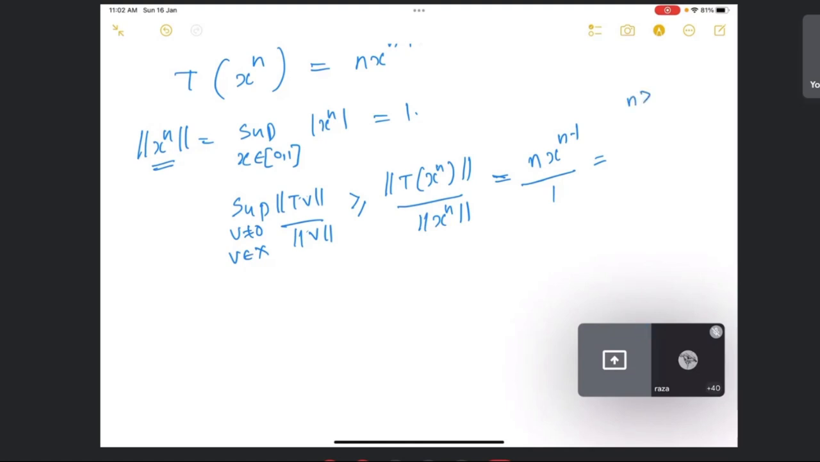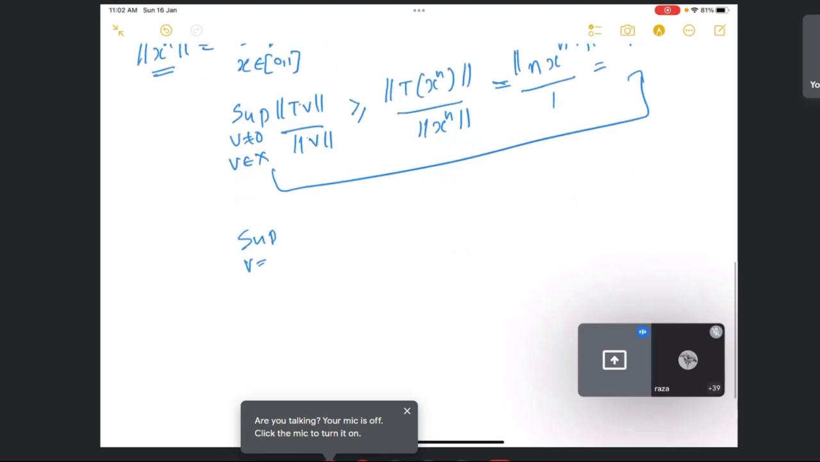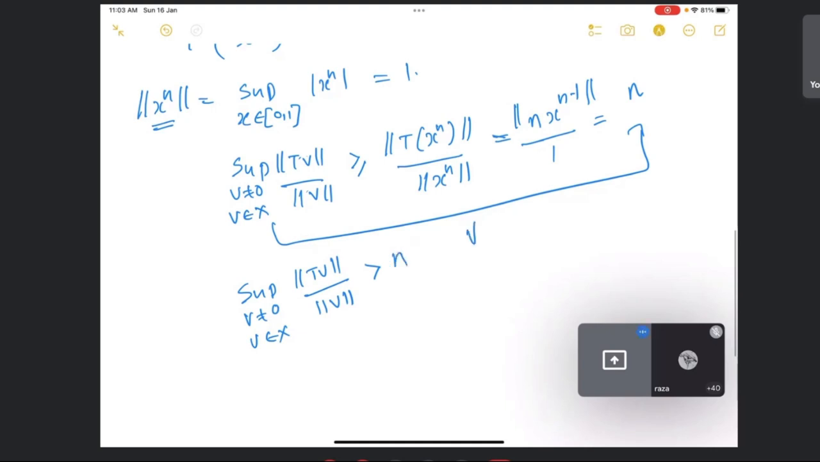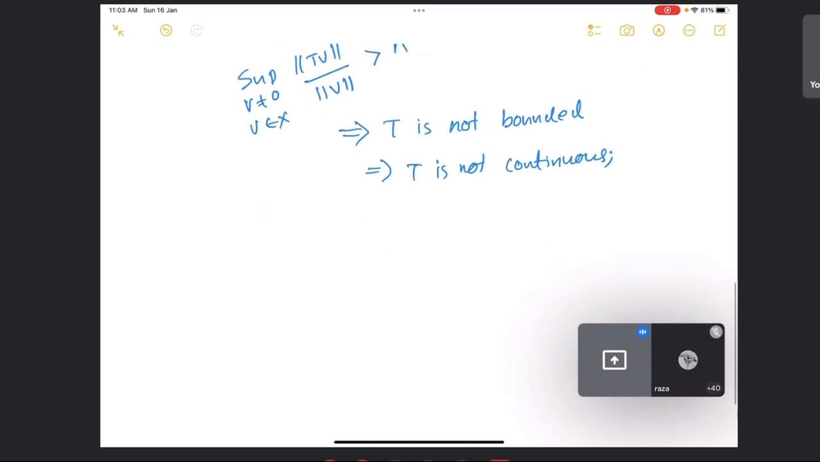And the norm of this will be n. So you can see that this quantity, supremum over v not equal to 0, v belongs to X, of norm Tv divided by norm v, is greater than n for all n, because you can put x^n for any value of n. Which says T is not bounded. That implies T is not continuous. And this proof of T being 1-1 you can do on your own.